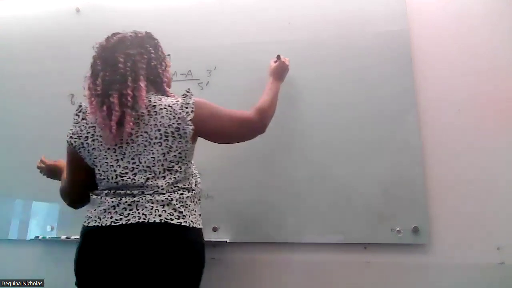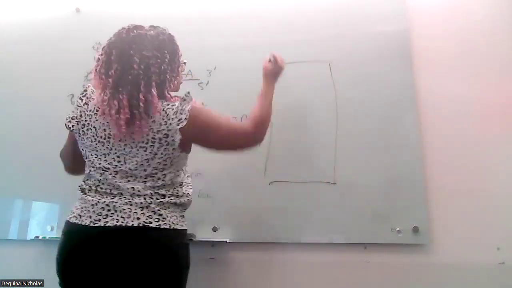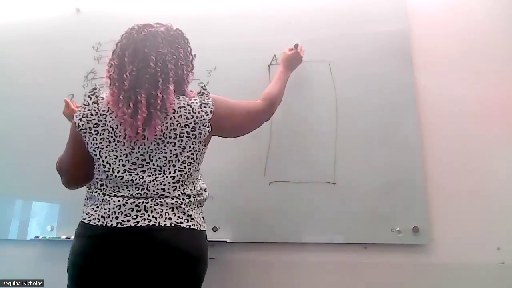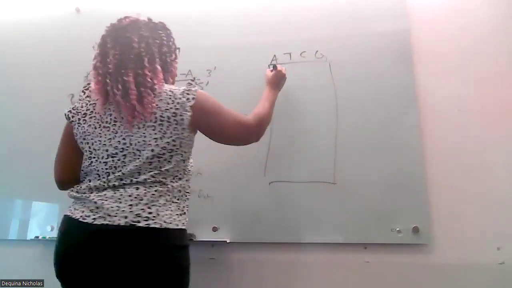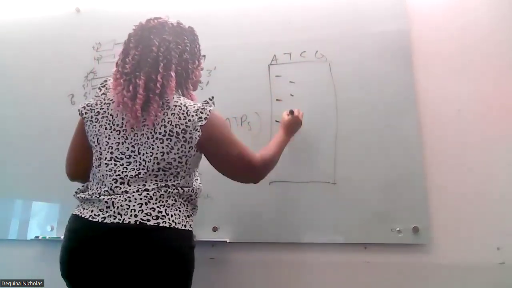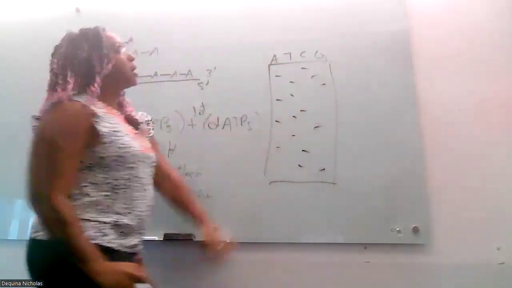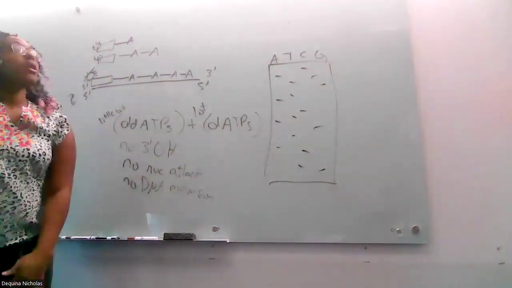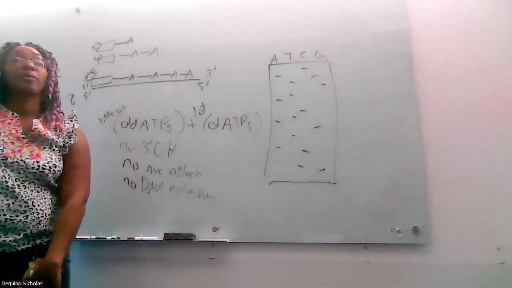Okay. Let's do A, T, C, G. It doesn't matter what order. So say we have all of these, and then say there are some bands on this gel. And I ask you which side of the gel represents the 3' end and which one represents the 5' end.